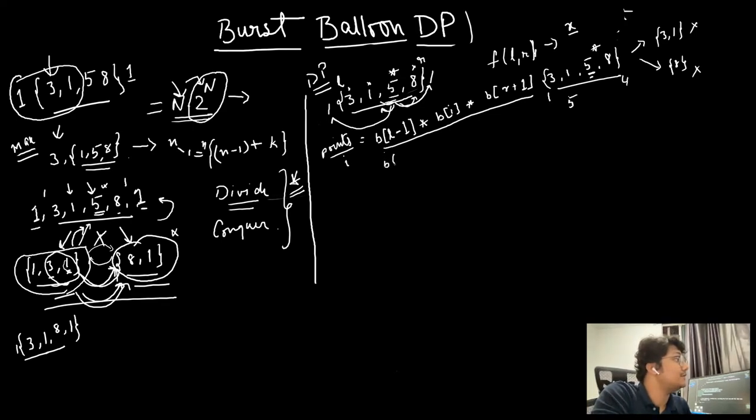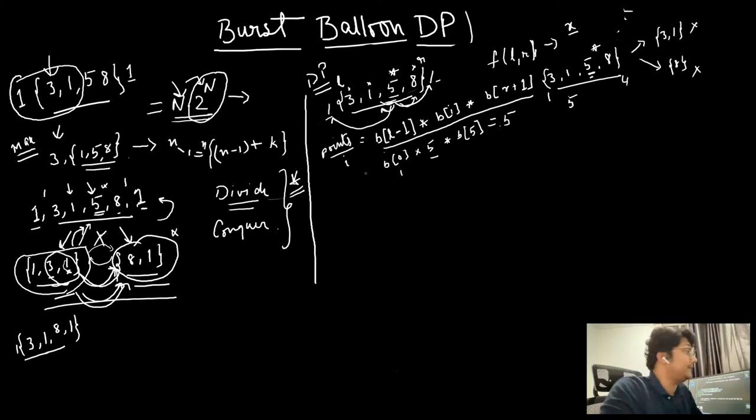So for 5, what will be the solution? It will be B of 0 multiplied by B of I. So B of I will be 5, and multiplied by B of R plus 1, which is B of 5. So now it is 1 into 5 into 5, because B of 0 is 1, B of I is 5, and B of, what is this index, 0, 1, 2, 3, B of 3 is 5. So this will be 5, okay? So this is one part of the problem where we are calculating the points. How do we add the solution for subarrays?